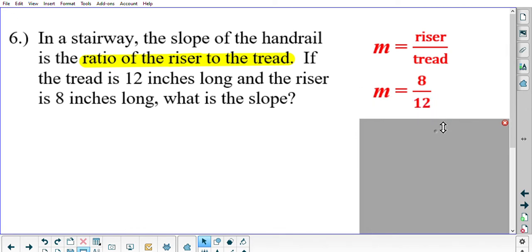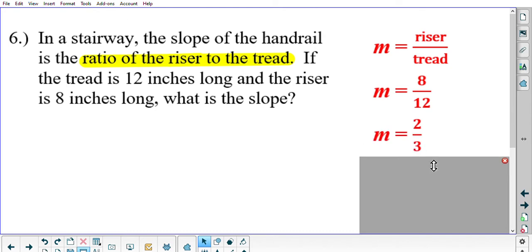Is this in simplest form? No, it is not. We should already know anytime you have 2 numbers that are even, they're at least both divisible by 2, but actually 8 and 12 have a greatest common factor of 4. If you reduce both 8 and 12 by 4, you would get 2/3 for your simplest form.